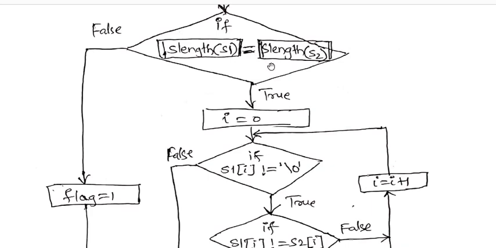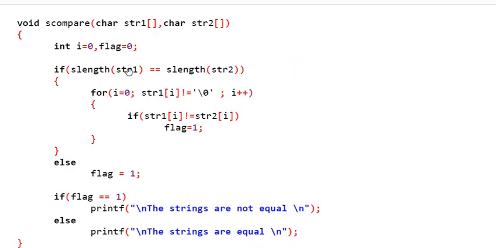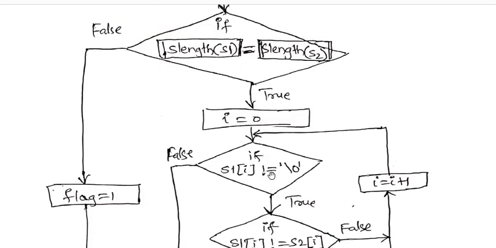If this condition is true, meaning both strings have the same length, we set i equal to 0, that is, we come here. If both are equal, we come here. First thing is i equal to 0, we'll set that. Then we will check whether the character at the 0th location is not equal to null.